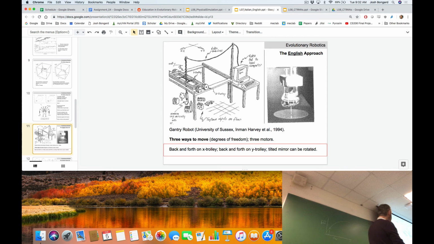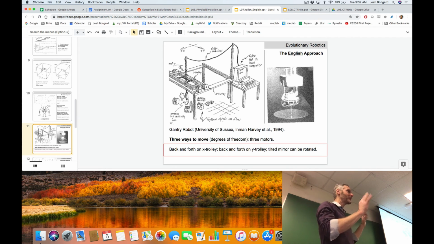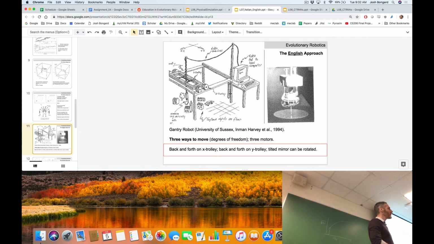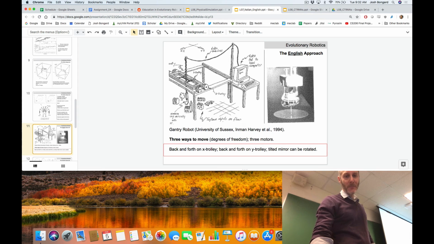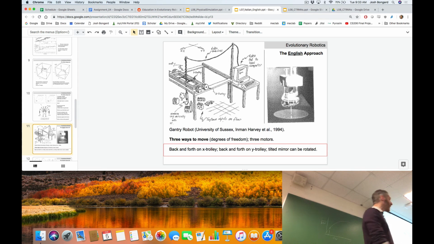The researchers at the University of Sussex built this very interesting looking robot, which not surprisingly they named the gantry robot. It's a little bit of a Rube Goldberg contraption here. We have a table in which they've removed the upper surface of the table. They then placed this wheeled gantry on top. This one here, which they called the X-Trolley. The X-Trolley, as the name implies, can roll forward and backward along the X-axis of the table. On top of the X-Trolley is a smaller Y-Trolley, which is rolling back and forth on the Y dimension on the back of the X-Trolley.